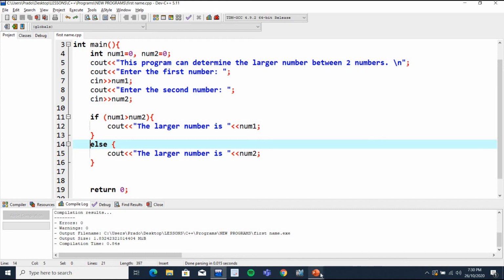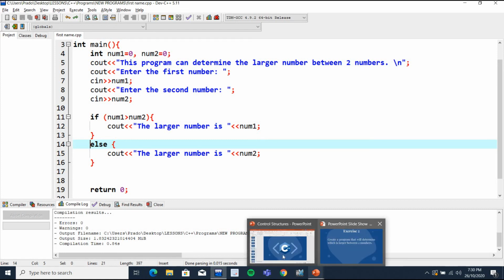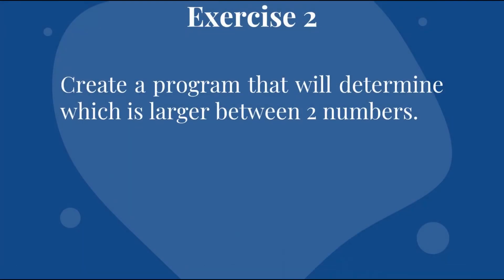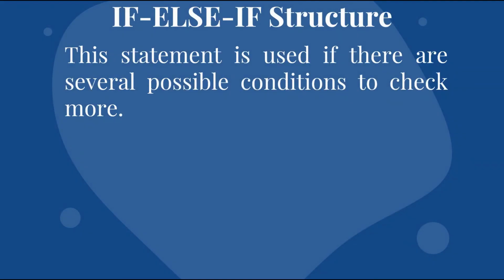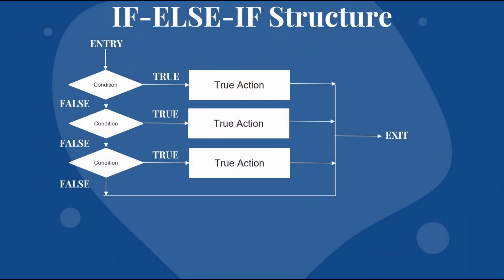Paano naman kung mas marami sa dalawa? Mas marami sa dalawa yung conditions. Ayan. If, else, if structure. This statement is used if there are several possible conditions to check more. Kapag mas mataas sa dalawa yung kondisyon na meron tayo. So, ayan. Kung makikita nyo, entry, if the condition is true, and then true action.